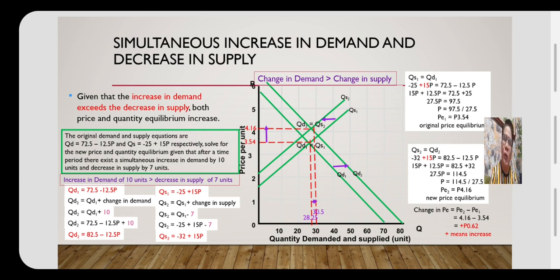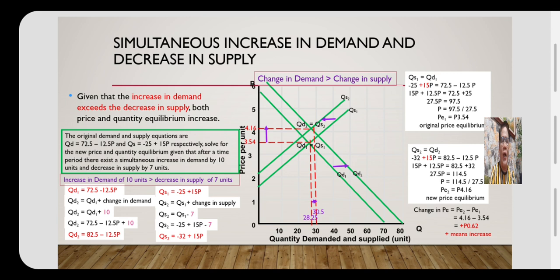So we can now begin to analyze this particular market condition by deriving the new demand equation and the new supply equation from their given original demand equation and original supply equation. So let us first refer to the derivation of the new demand equation. We can derive the new demand equation again by adding the change in demand to the original demand equation.